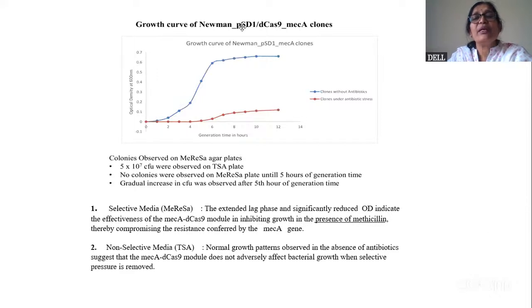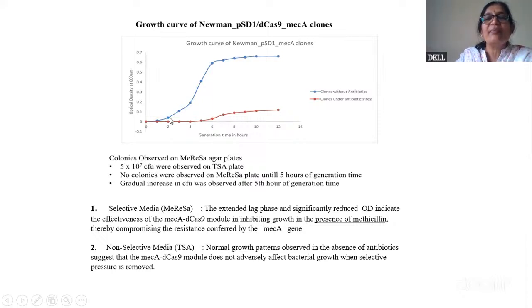When we introduced dCas9 to MECA clones, we can see here there is a silencing for a longer time, but later, after 6 hours, there is a small growth, though definitely it will not reach the maximum growth. Because there is silencing for some time, and with the methicillin pressure, the silenced gene will start reverting back to the normal phase of growth. So it is bacteriostatic rather than bactericidal.